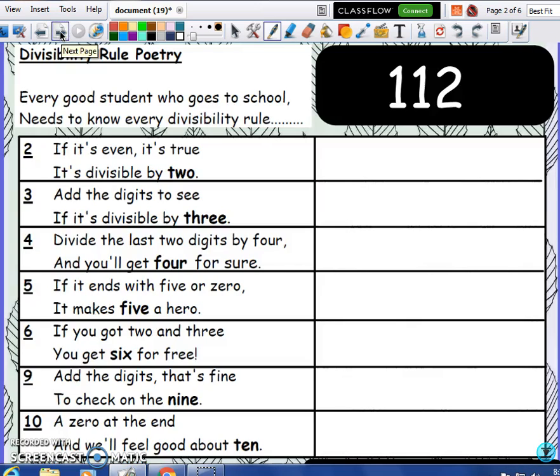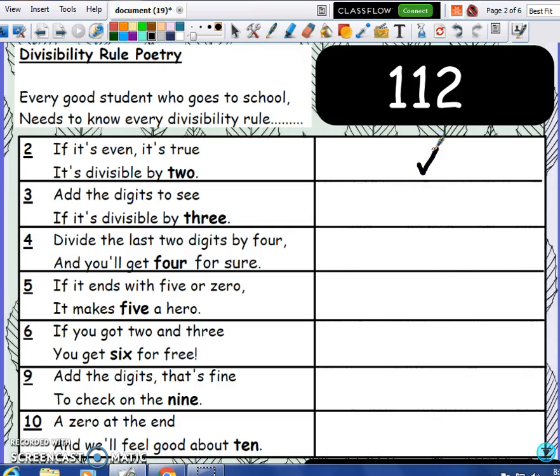So we're going to start off with divisibility rules. If you follow these rules, you could see if these numbers go into a bigger number. So if a number is even, then 2 goes into it. And since 112 is even, 2 does go into it.